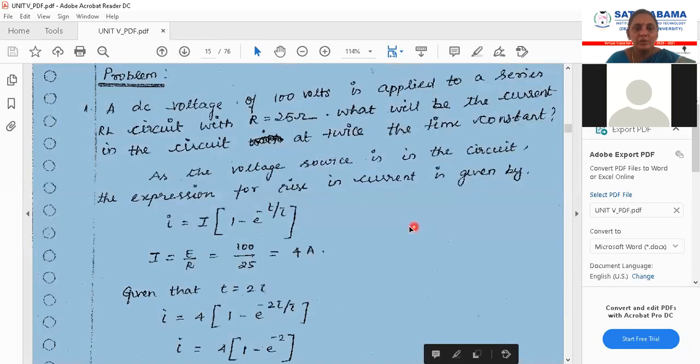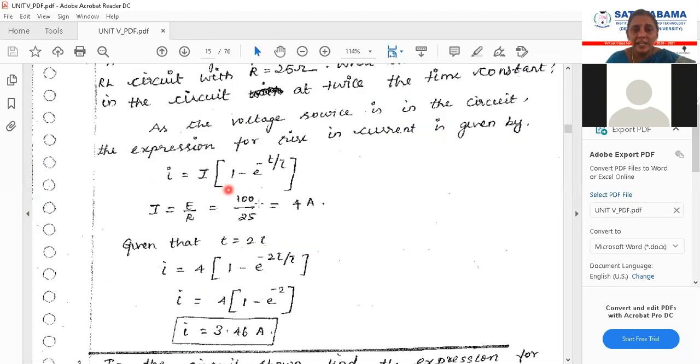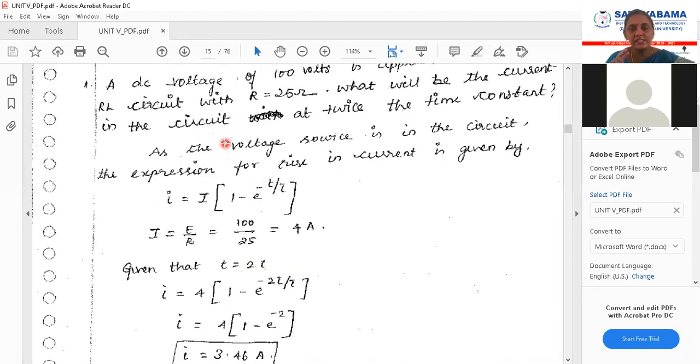So what you will do, now you can directly see this circuit is the same as whatever you have done in the charging, right? They have not given the position of the resistor, they have not given any circuit. So directly you can apply the formula. So for charging, what is the formula? i equals I into 1 minus e power minus t by tau. Now what is capital I? You know, it is E by R.